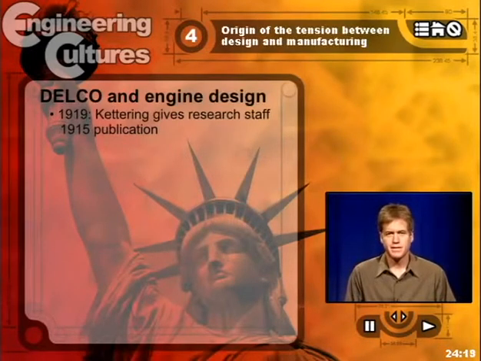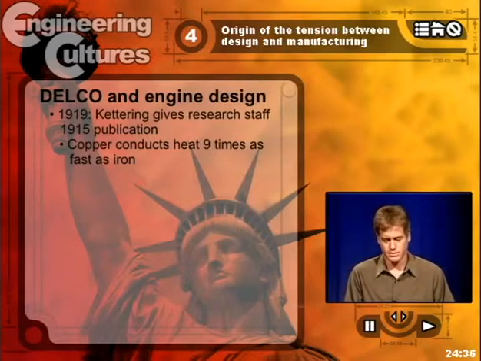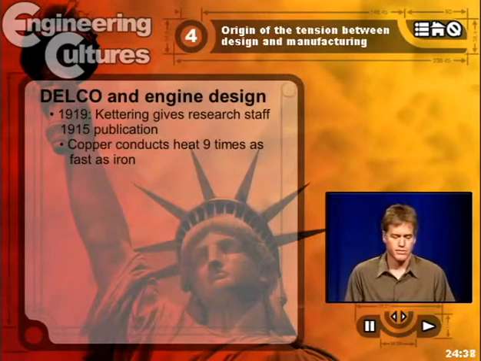In 1919, Kettering gives his staff a 1915 publication on the use of copper in the air cooling of engines. Now, copper was thought to conduct heat 9 times more readily than iron, these iron blocks in which engines were functioning.